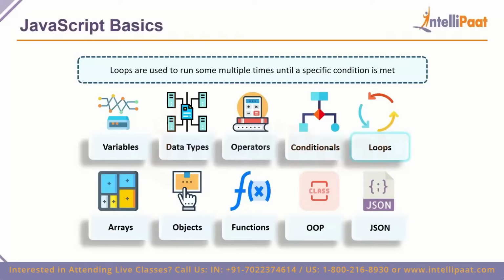Now let's take a look at loops. Loops are used to run multiple times until a specific condition is met. So let's say that you have some code that you want to run multiple times until a specific condition gets met. Let's say that you want to print the multiplication table of a number that the user enters.